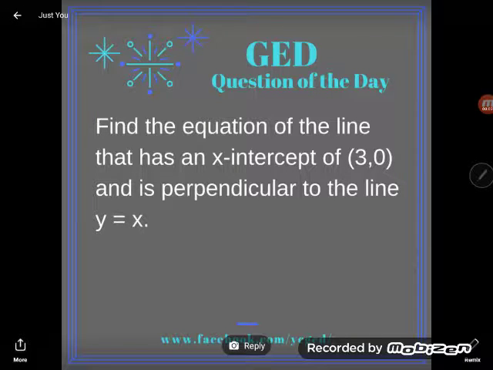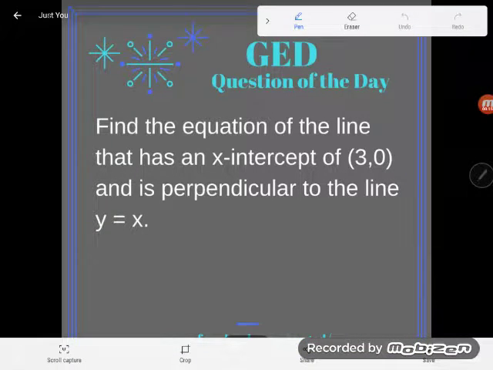Hey GED students, it's GED question of the day, and I know I told you last time that this was going to be our last perpendicular line question of the day, but I was wrong. I forgot I had done one more, but I swear this one's the last one, so let's check it out.